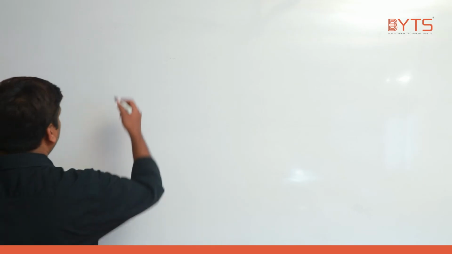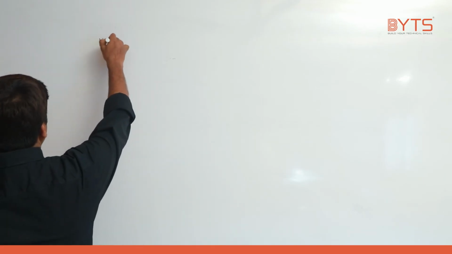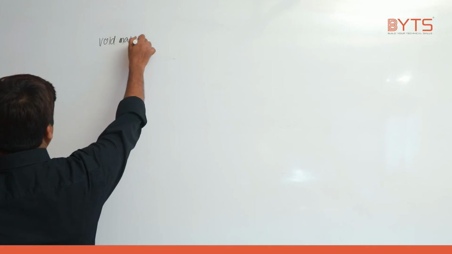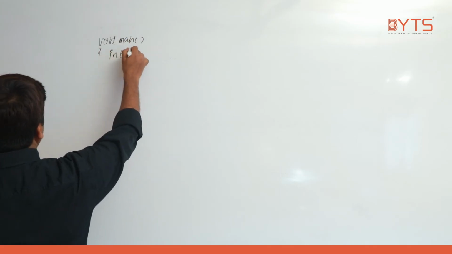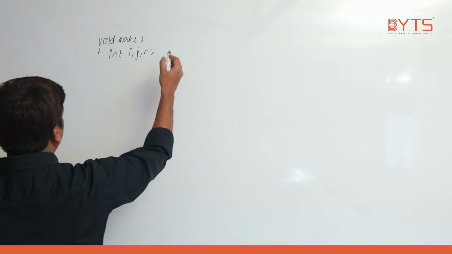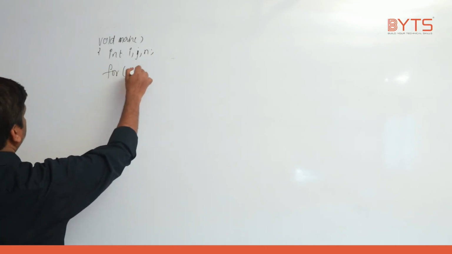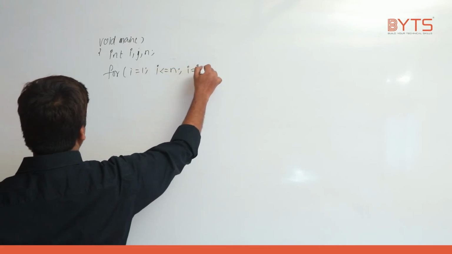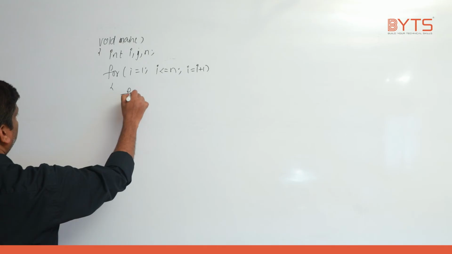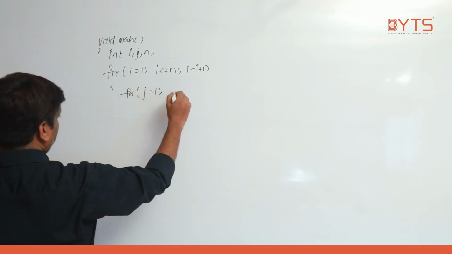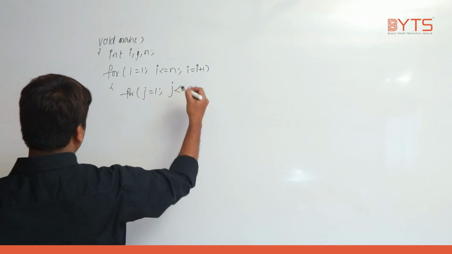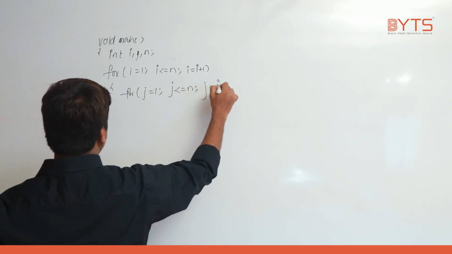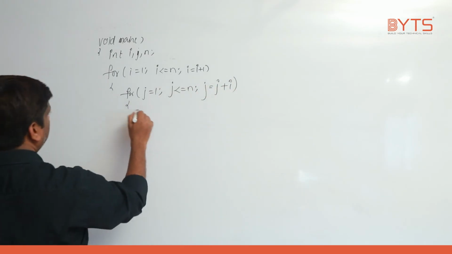Well, now we are going to see another example. Okay, fine. So try to understand. This is a little interesting. See here. void main, int i, j, n; for i is equal to 1, i less than or equal to n, i is equal to i plus 1; for j is equal to 1, j less than or equal to n, j is equal to j plus i; printf.